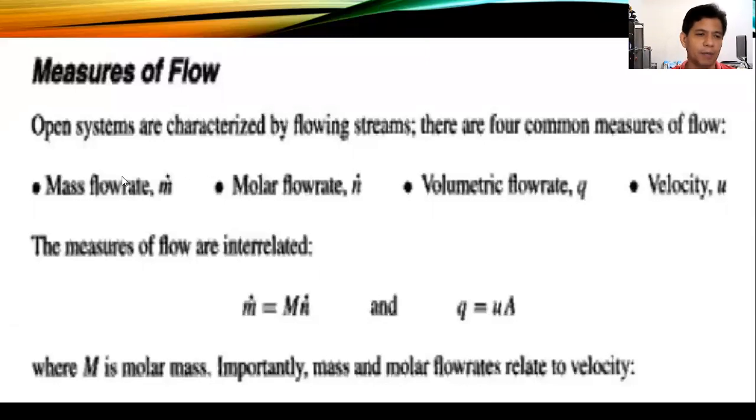Tapos, pwede rin naman na mass flow rate. So siyempre, pag mass flow rate, kilogram per second, pound mass per second. Okay? And then, pwede rin molar flow rate. So, pag molar flow rate, pwedeng mole per second, mole per hour, kilogram mole per hour, pound mole per hour. Okay. So, halimbawa, yung mass flow rate at saka yung volumetric flow rate, these two are related by density. Kasi di ba ang density ay mass over volume.